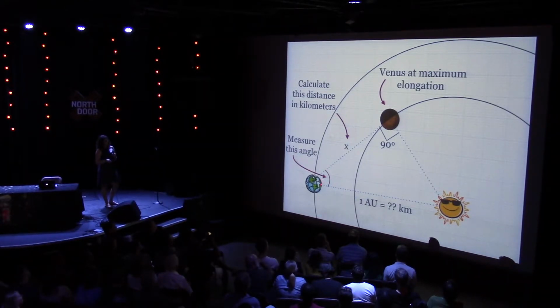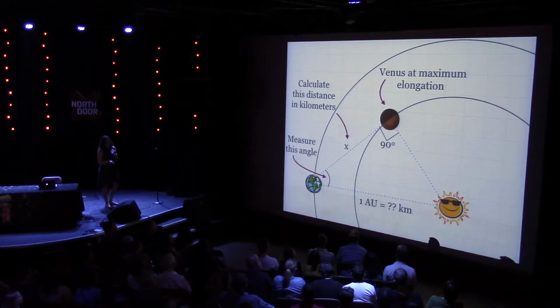Easy peasy. All he needs to do now is measure the distance between the Earth and Venus on this given day when you have this 90-degree angle. And then, using properties of trigonometry, you can just figure out the length of this side of the triangle. So it's just simple trig.